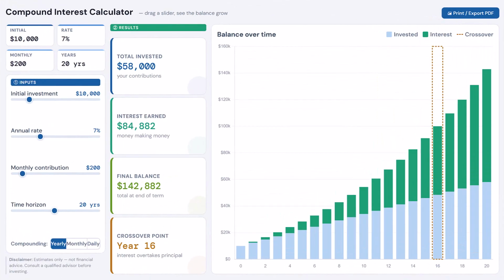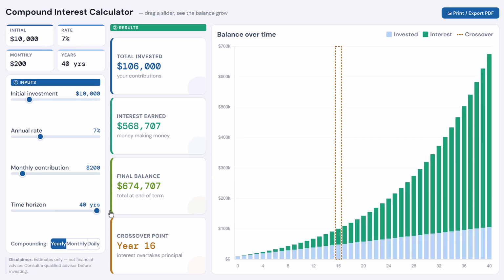3 columns: inputs on the left, results in the middle, and a chart on the right. 10,000 initial at 7%, putting in 200 a month. After 20 years, you've got about 143,000. Push it to 40 years and you're well past 600,000. At the same rate and the same contributions, that's the power of compounding.